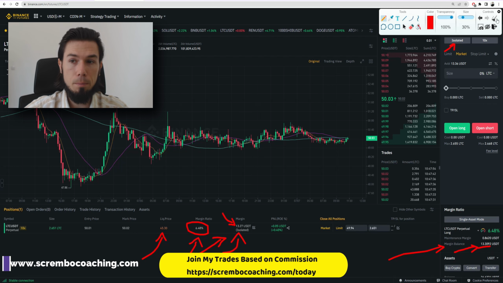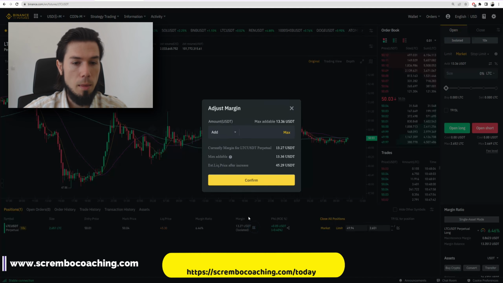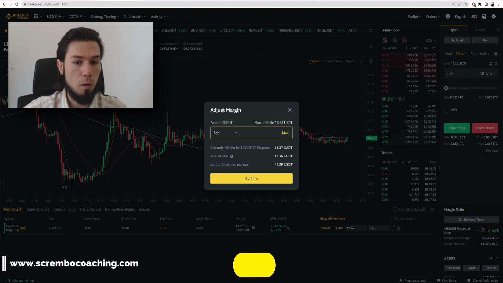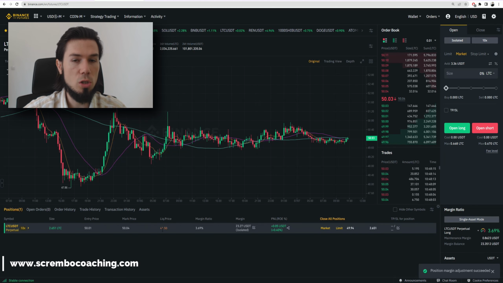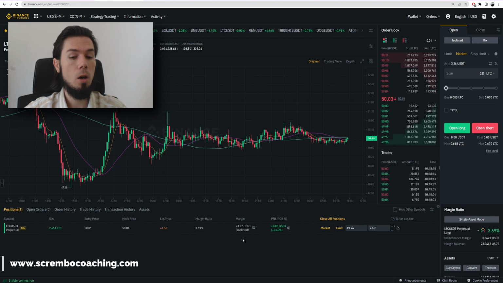You can also add extra money to the margin, to your isolation, by clicking on that specific button like this. And then we're adding margin. We have max addable 13.36. We would like to add another 10 bucks, right? Confirm it in that form, and it changes our liquidation price, because right now we have a bigger margin in the game, a bigger balance dedicated towards the trade, which is definitely decreasing the liquidation price, right? Because there's more money on our side.